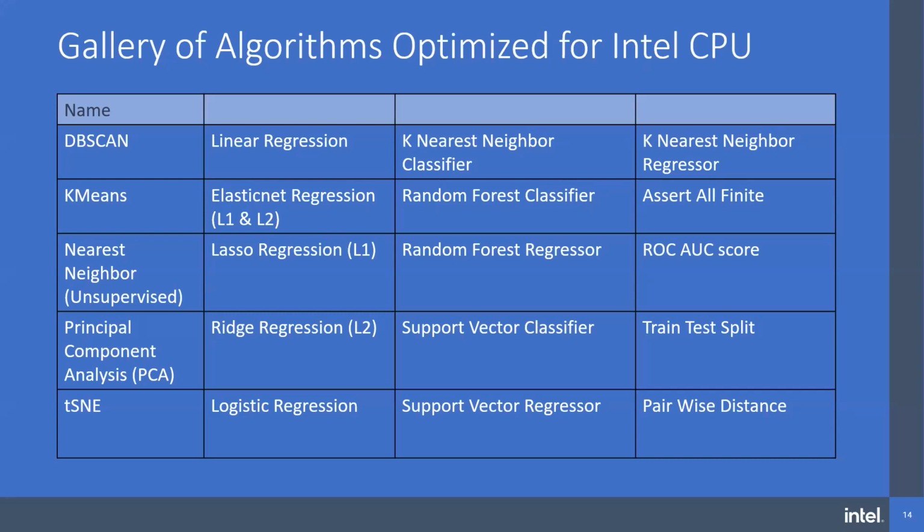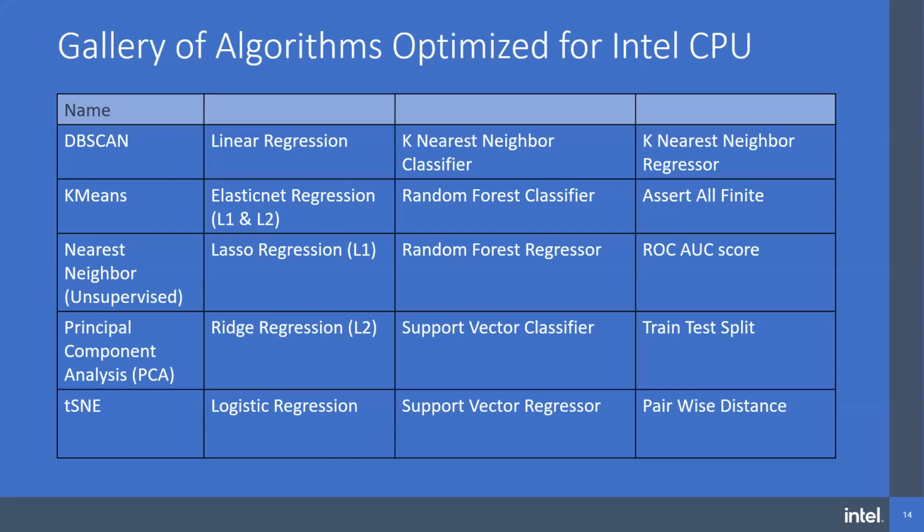Nearest neighbor and its relative, its progeny, the k nearest neighbor. Nearest neighbor is an unsupervised learning algorithm. You just give it the feature data. You don't need to give it your y label data, and it will find nearest neighbors in a data set. Principal component analysis is a very heavy hitter. It's one that you use all the time in machine learning, and we have accelerated versions of that.